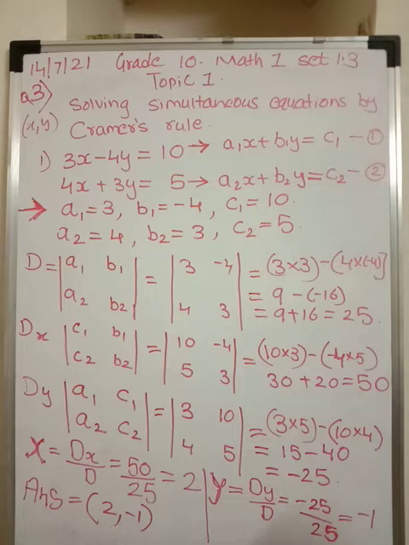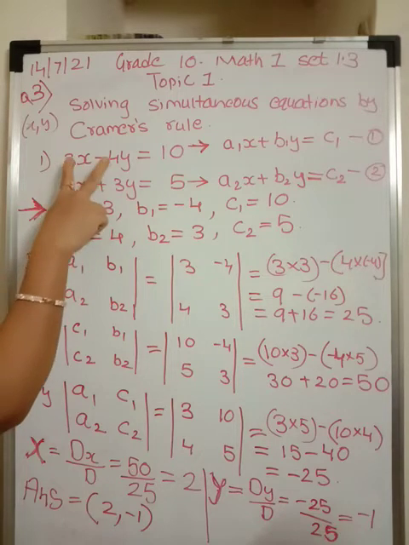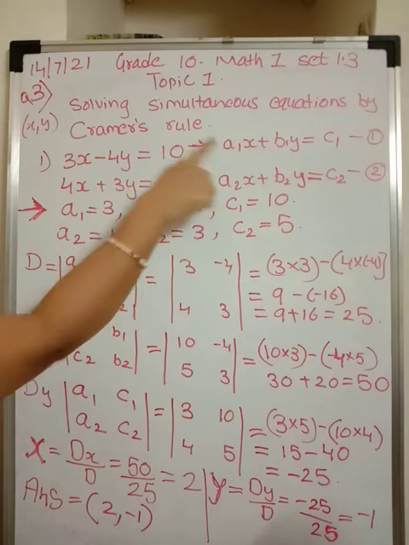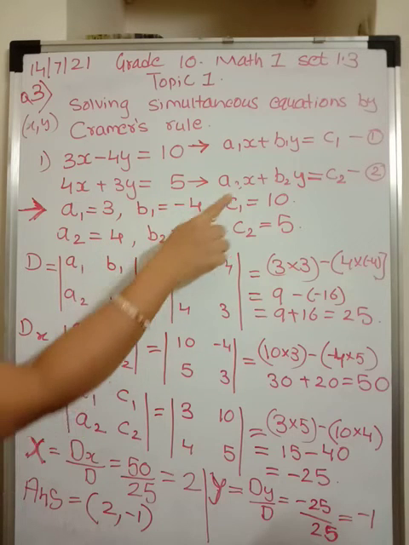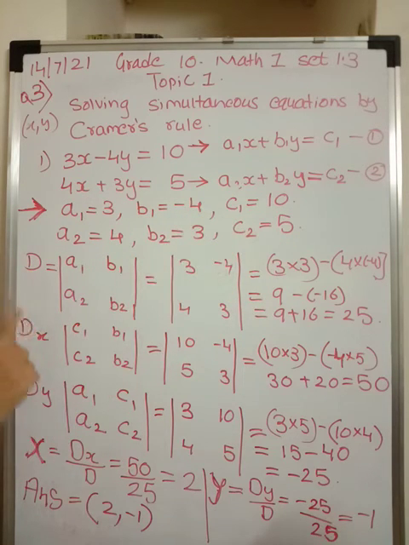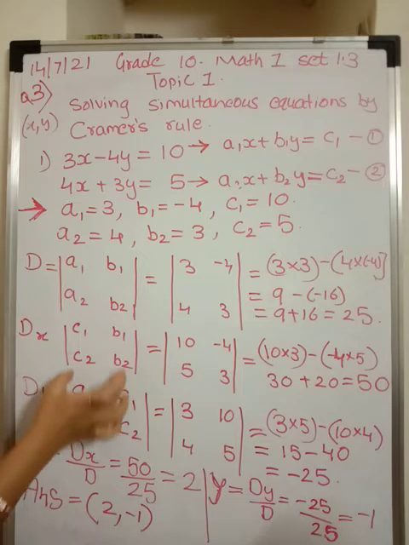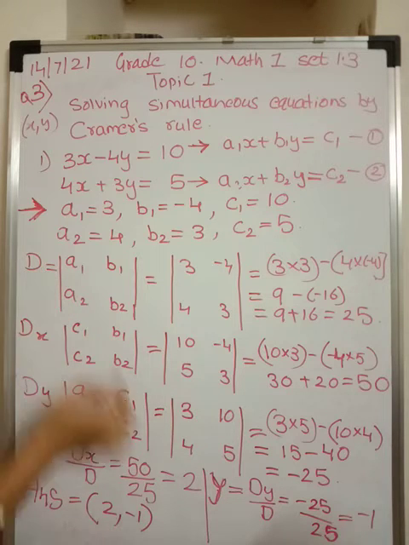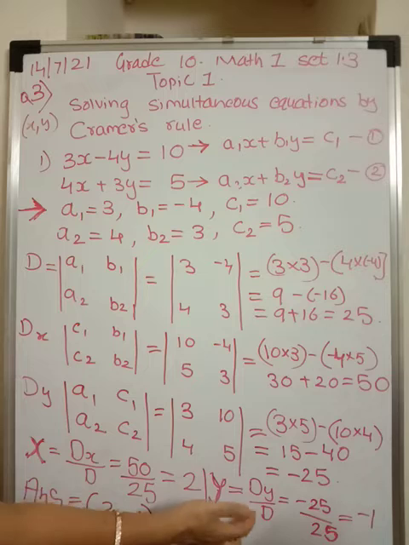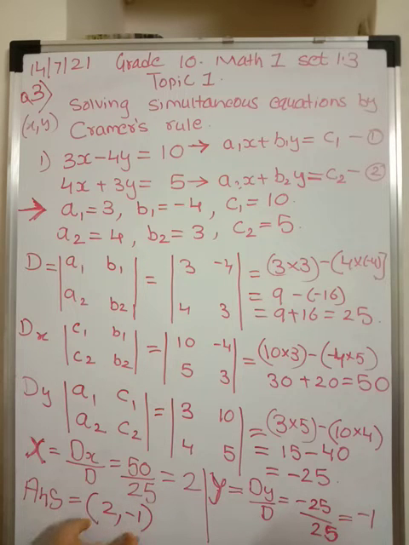Let us revise once again. If equations are given, you have to equate them with this form. Then find a1, a2, b1, b2, c1, c2. Then find D, dx, dy using these formulas. How to find x? dx upon D is x. And how to find y? dy upon D is y. And you get the solution. Isn't it easy? So try to solve question number 3 from your textbook.